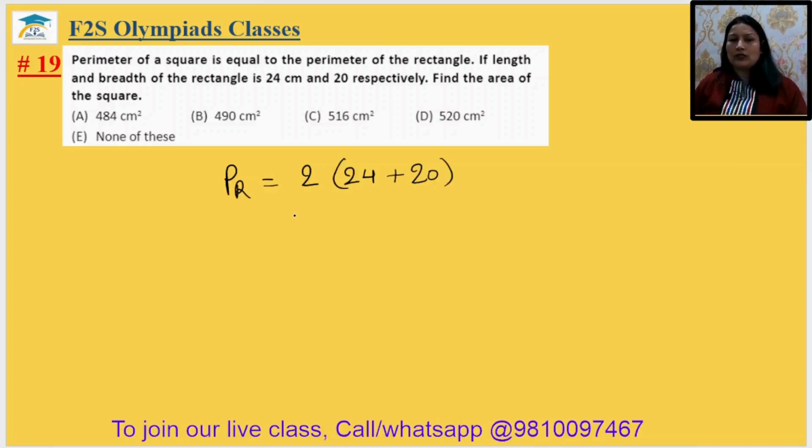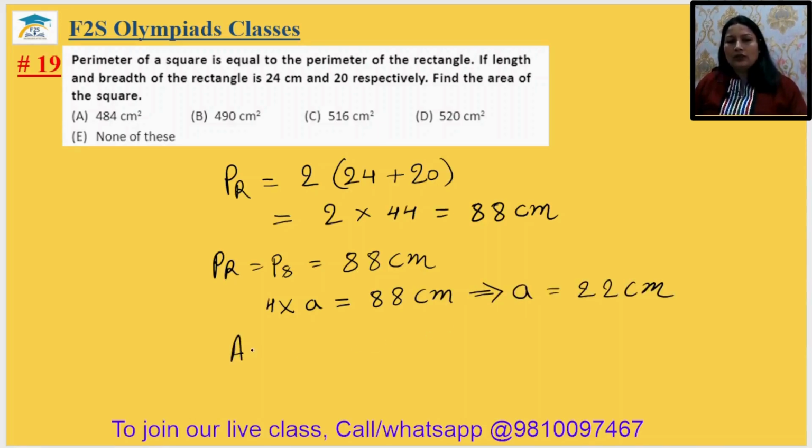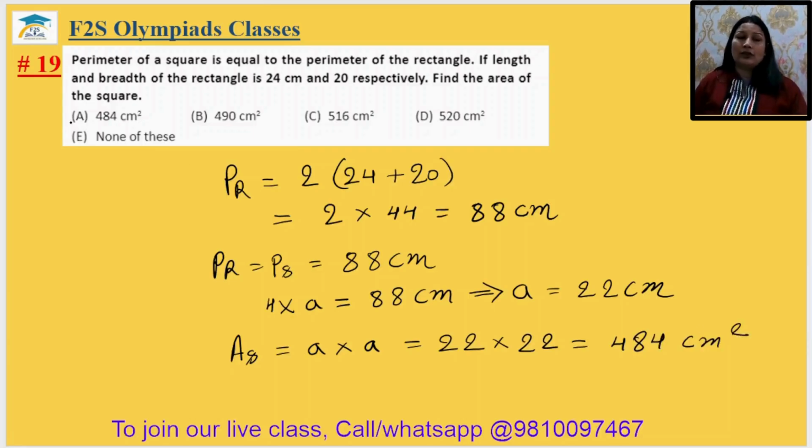So 24 plus 20, 2 into 44, that is your 88 centimeter. We know that PR equal to PS equal to 88 centimeter. And perimeter of a square is 4 multiplied by A equal to 88 centimeter. This implies A equal to 22 centimeter. Now area of the square will be equal to A multiplied by A. So this is your 22 multiplied by 22. That is your 484 centimeter square. It is in the option number A. So 19th answer will be option A.